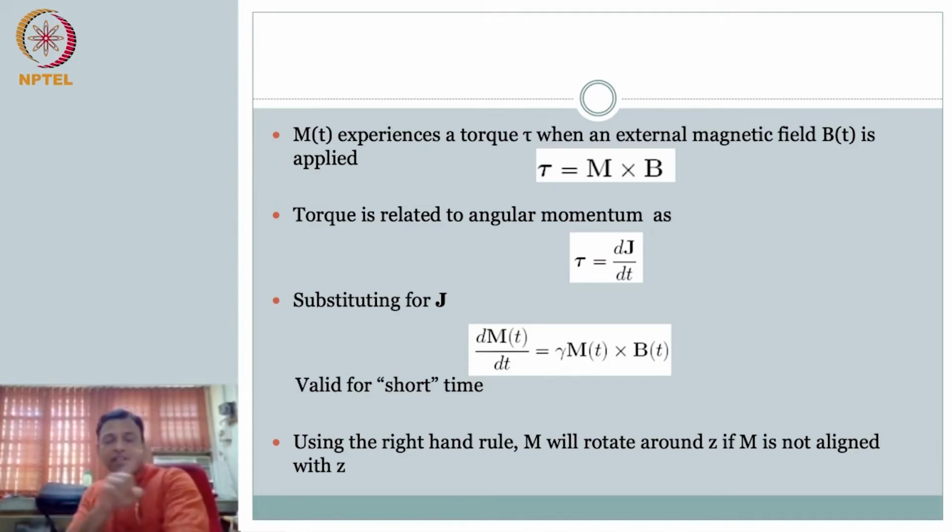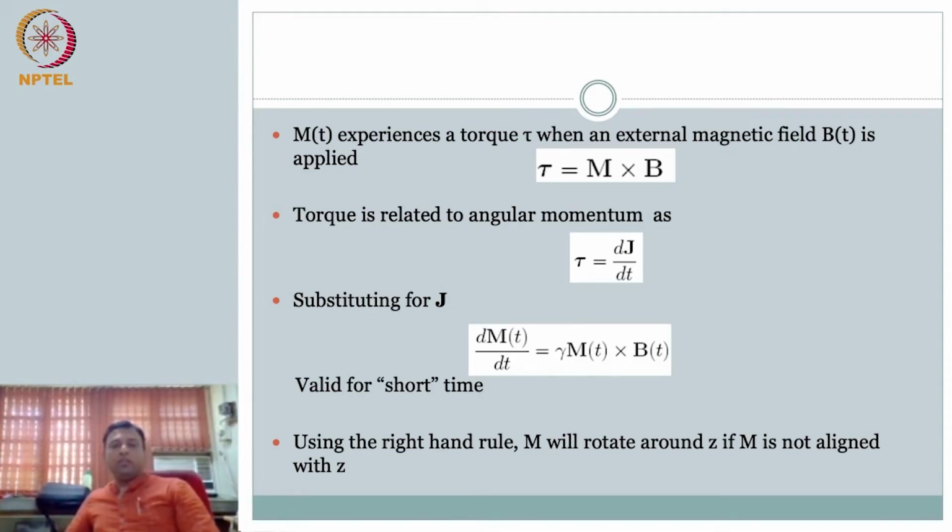So d by dt of mv is the force governing the linear motion. What is mv? mv is mass into velocity, which is your linear momentum. So rate of change of linear momentum gives you your force governing the linear motion. Analogously, you will have angular momentum. Rate of change of angular momentum will give you the rotational force, which is your torque, right? So it all makes sense. Go over, brush up your basics. So tau is equal to dJ by dt.